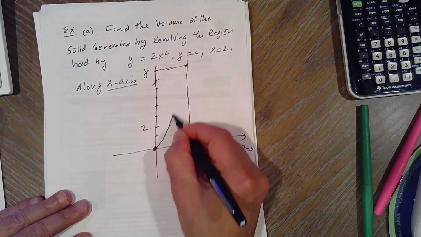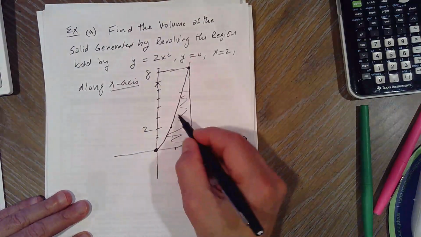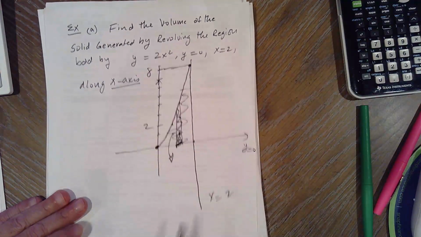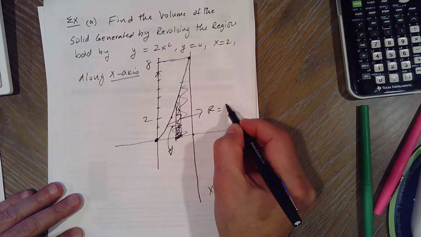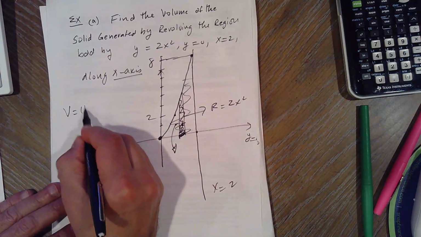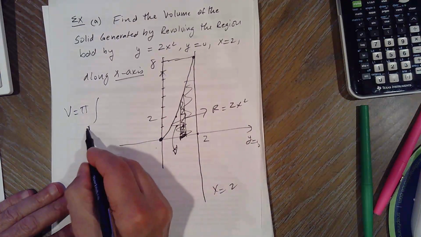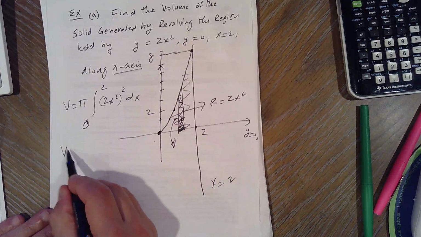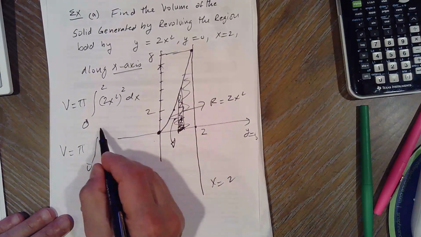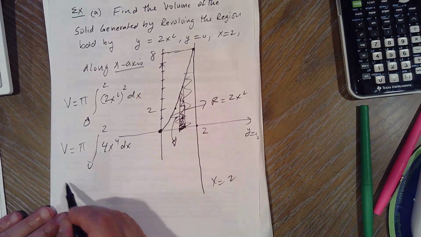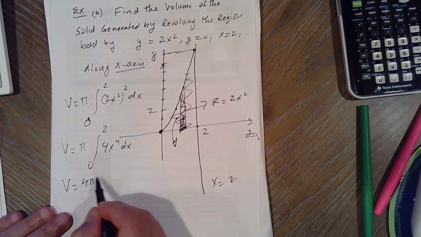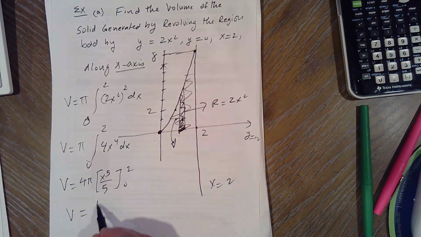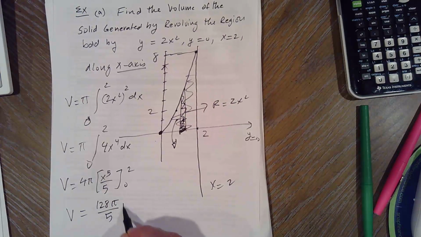So it's going to be like this. We want this region to be revolved around the x-axis. So we take a cross section perpendicular to the x-axis and revolve it. That's the radius, which is 2x squared. So pi integral from 0 to 2 of (2x squared) squared dx, which is pi integral from 0 to 2 of 4x to the 4 dx. If we integrate, pulling the 4 out, 4 pi x to the 5 over 5 between 0 and 2, you end up with 128 pi over 5 cubic units.